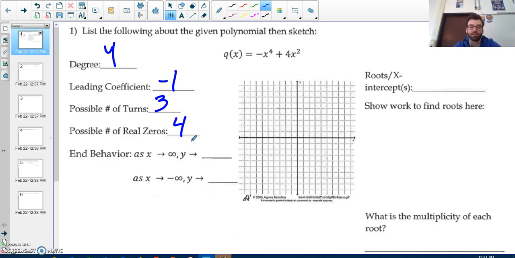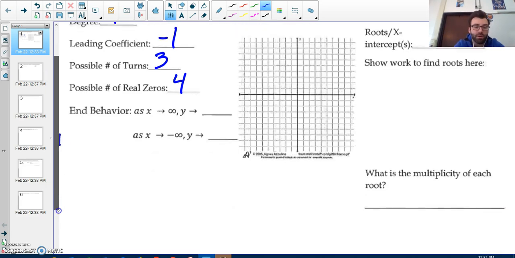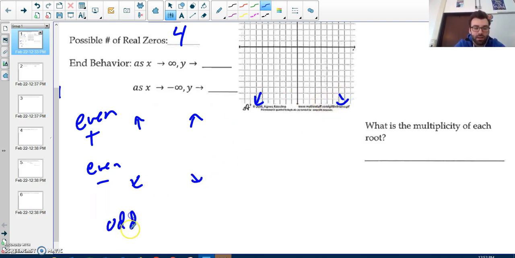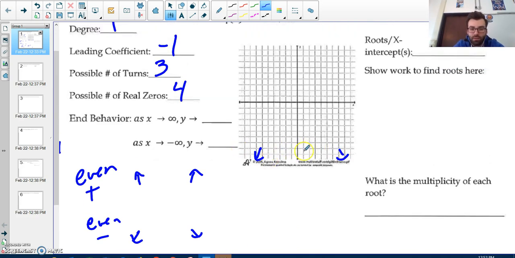Okay, so we have an even function and a negative leading coefficient. Remember, if it's even and positive, we're going up, up, and away. If it's even and a negative leading coefficient, I'm going down, down, and down. If it's odd and positive, disco man, I'm going like that. If it's odd and negative, I'm going up, down. Since it's even and negative, we're going down, down, down.